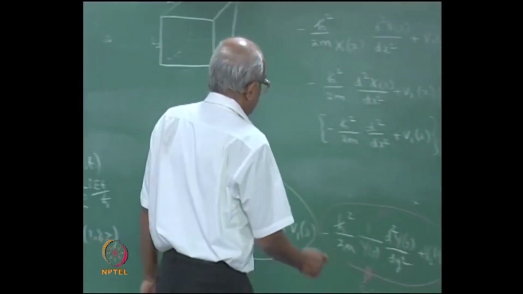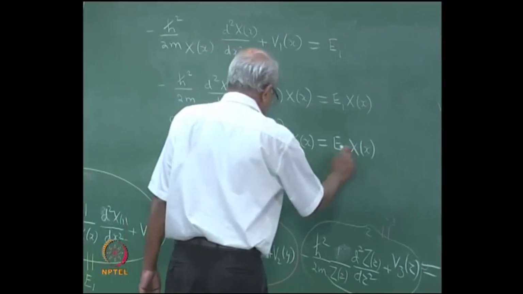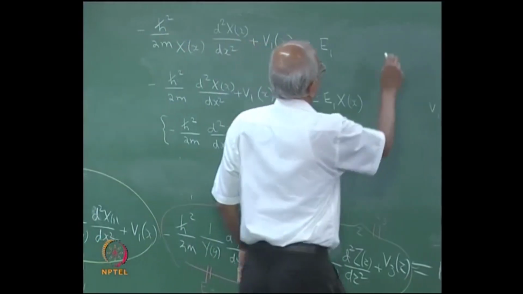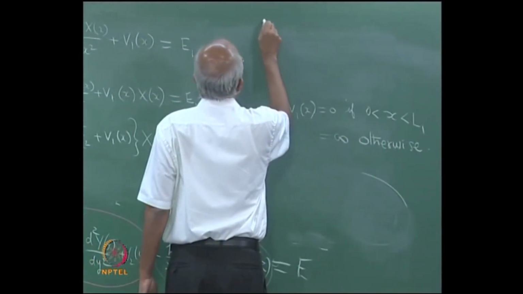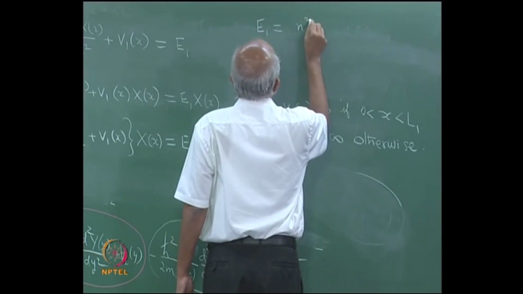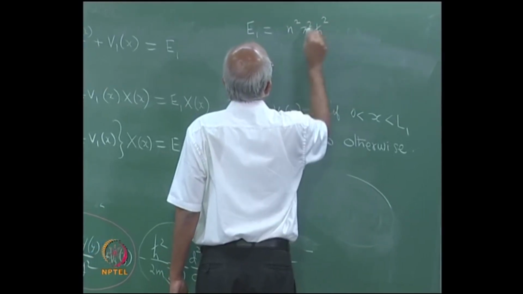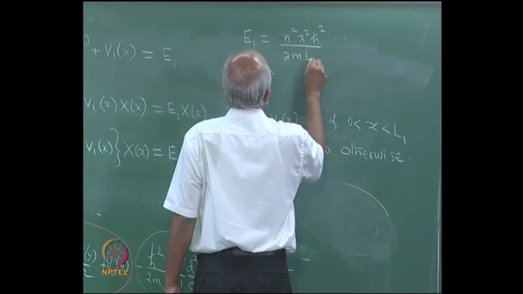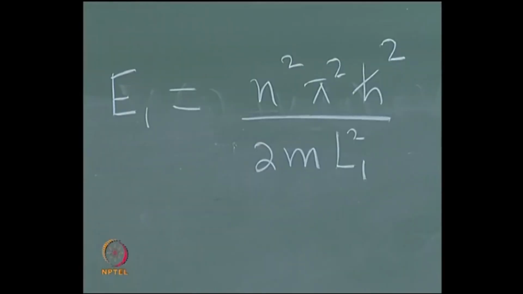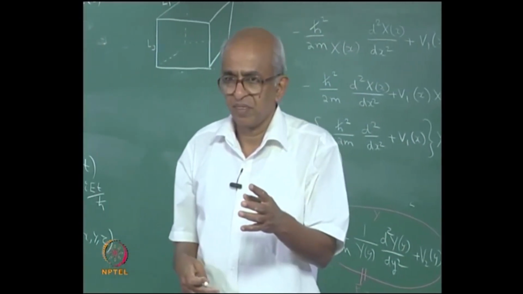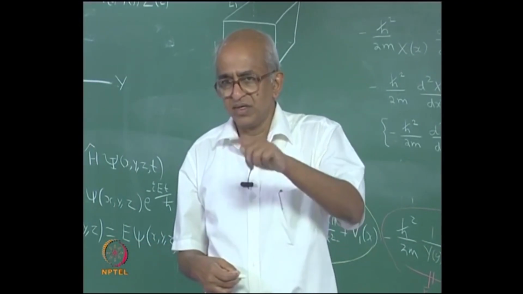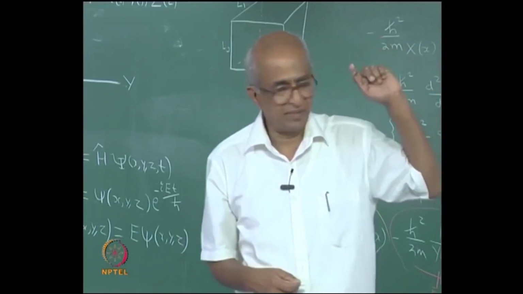The solution can be obtained only if E1 has the value n square pi square h cross square divided by 2m L1 square, right. The length of the box is now L1. So, when you solve this equation, what you are going to get is a quantum number, right, and that quantum number cannot have the value 0, but it can have the values 1, 2, 3, 4, etc.